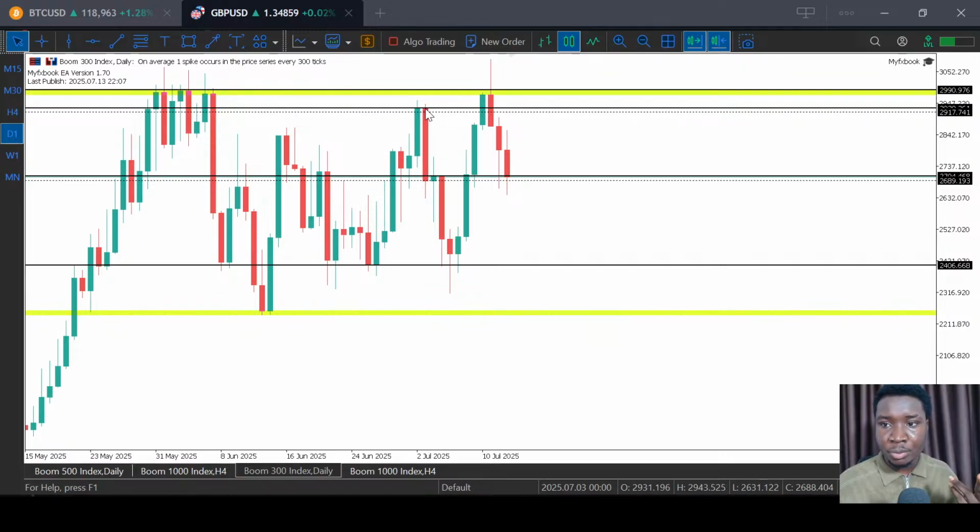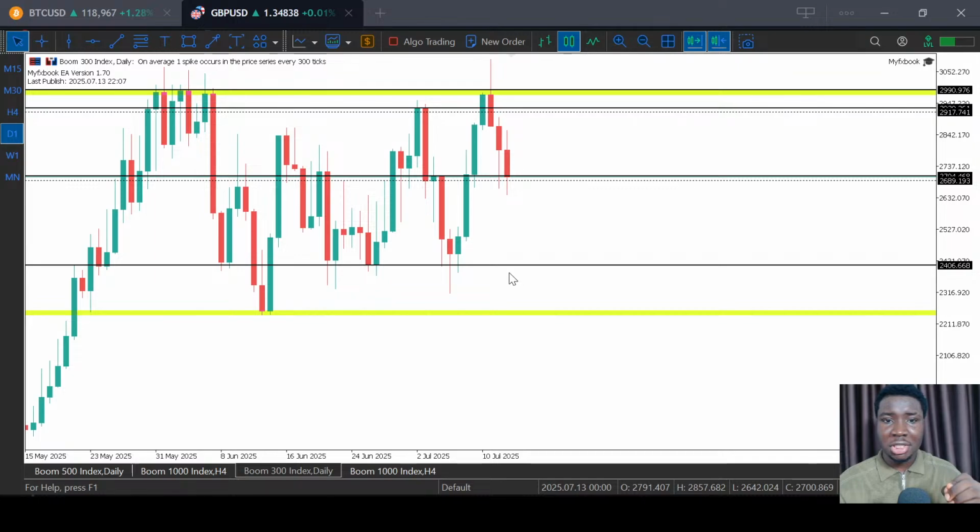It sold from 2917 to 2406. That is approximately a 500 pip move. There's no way in a 500 pip move, if you know what you are doing and you really have confidence in what you are doing, that you won't be able to catch 100, 250 pips in that move.